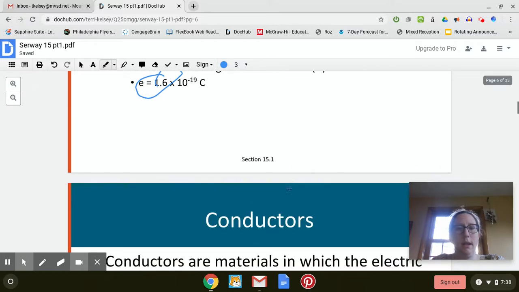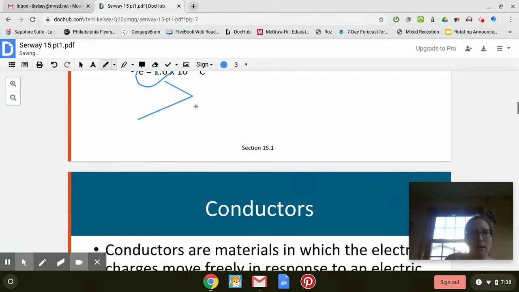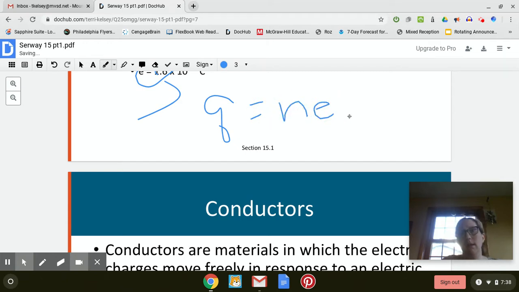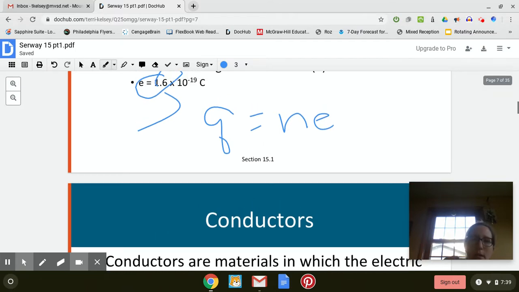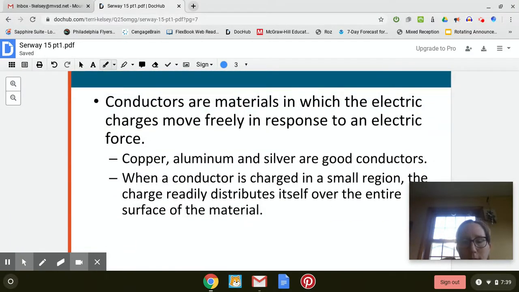Okay. And we talked about the formula because it's not really in your book anywhere. Q equals Ne, where Q is the charge of the object, N is the number of electrons, and e is the charge of an electron, that negative 1.6 times 10 to the negative 19. Okay, so we did those. We did a couple problems like that. Those are pretty easy. And it's also baffling to understand how many electrons are actually moving.